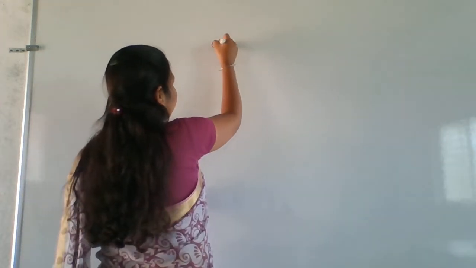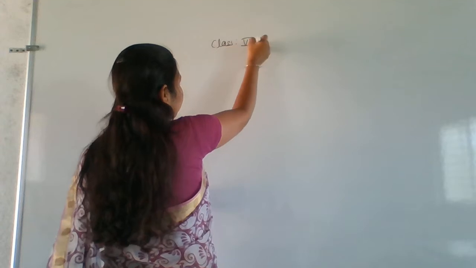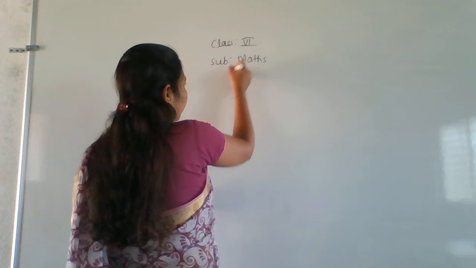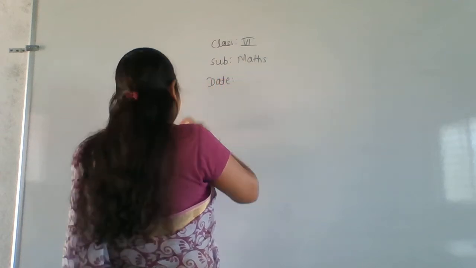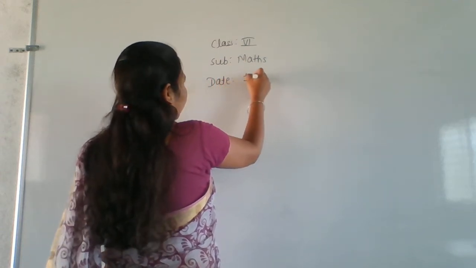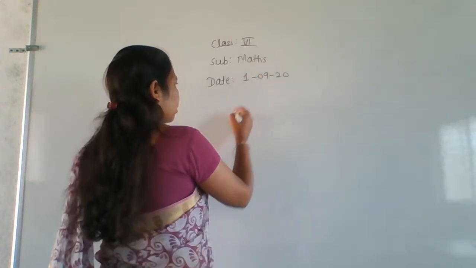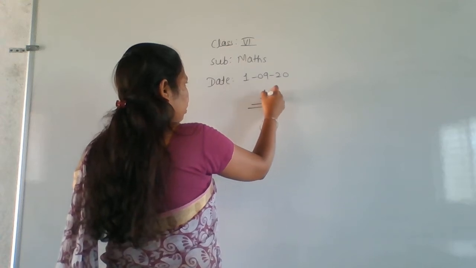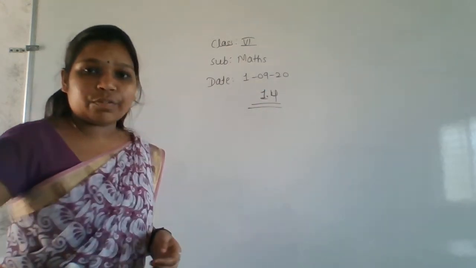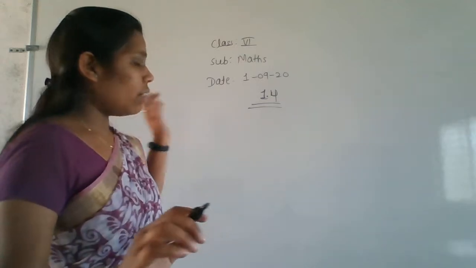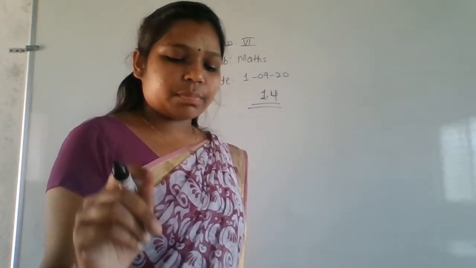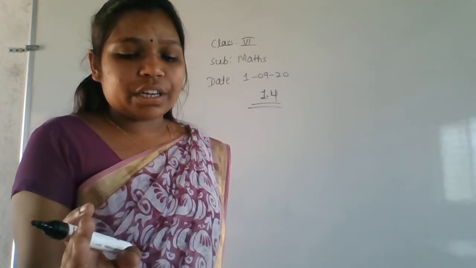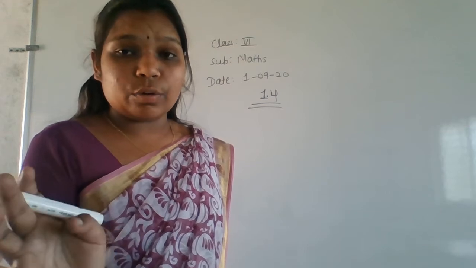That is class 6, subject maths, and the date is 1, right? Okay, start with exercise number 1.4. We'll start with 1.4, that is the first main. What have they given here in the first main? Write the following numerals in Roman numerals.